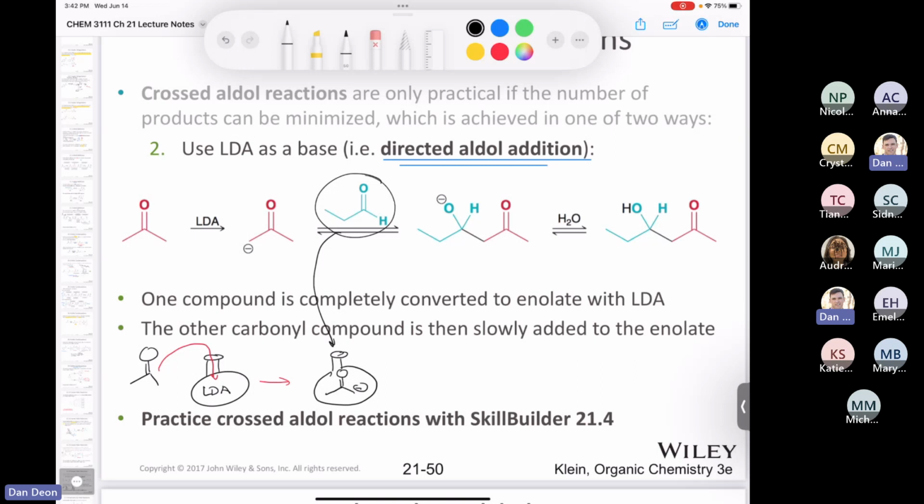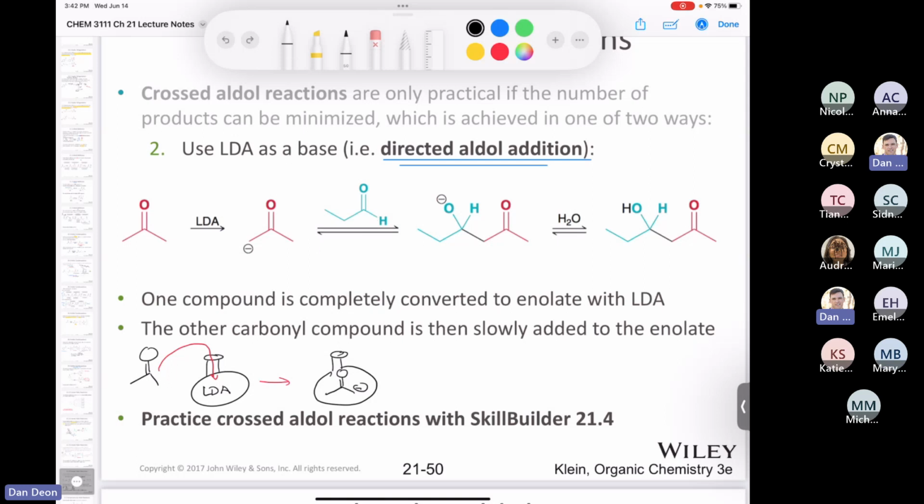Take this aldehyde and drop it in here. There's going to be a nucleophilic attack as soon as it hits that enolate. That's another way that we can minimize the number of products that we have, and we call that directed aldol addition. So you form an enolate in solution, and then you add this in. You add this in slowly, and every time it hits, it's going to react.